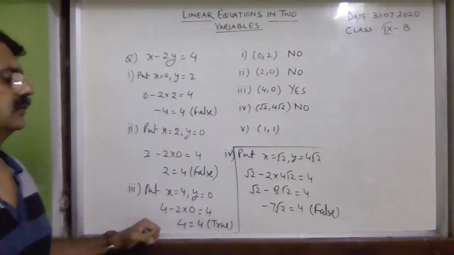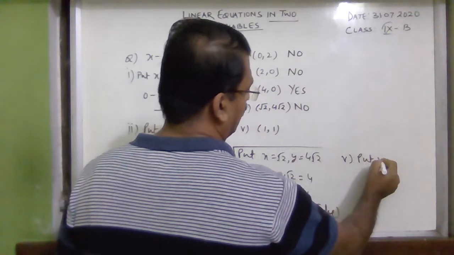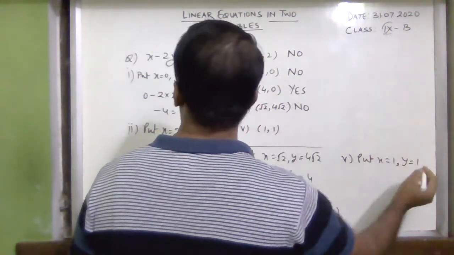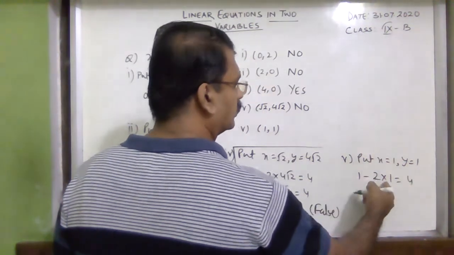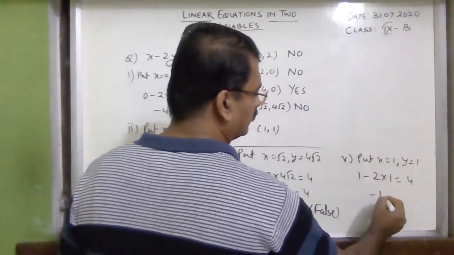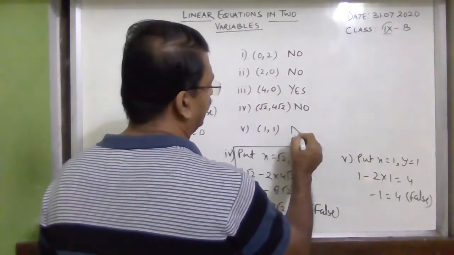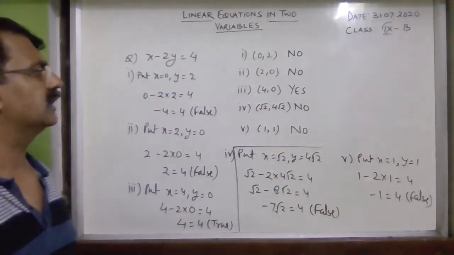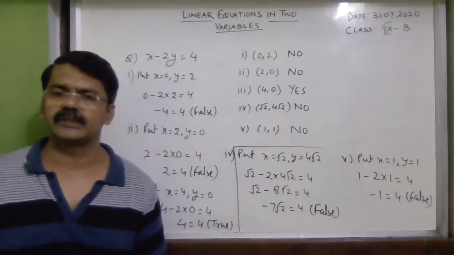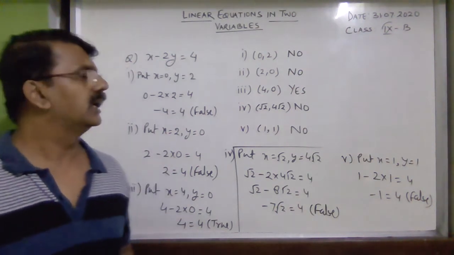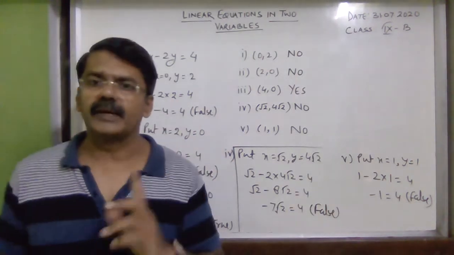And one more value 1, 1 is there. Put x is equal to 1, y is equal to 1. So it is 1 minus 2 into 1 is equal to 4. 2 into 1 is 2. 1 minus 2 is minus 1. Again this is also false. That means again your answer is no. So out of 5 you can see only 4, 0 is the solution of the given linear equation. Remaining 4 are not the solution of this linear equation in two variables. Clear?